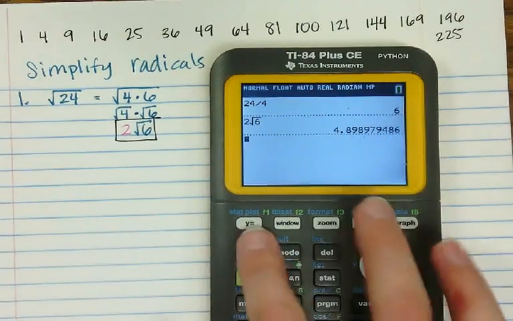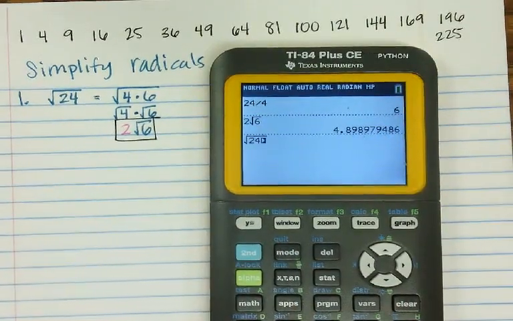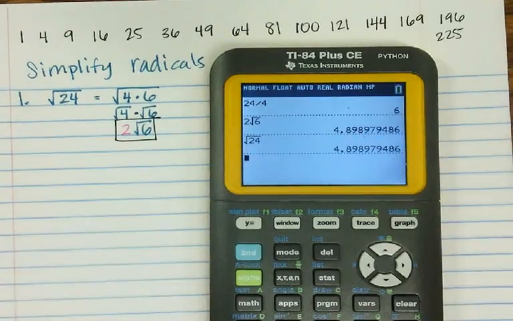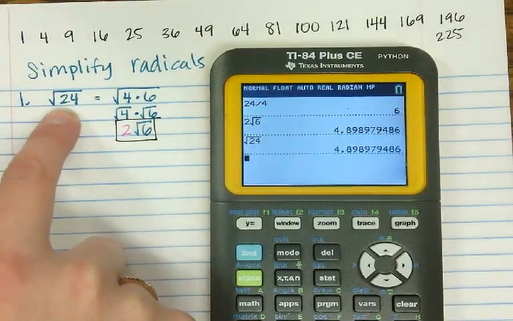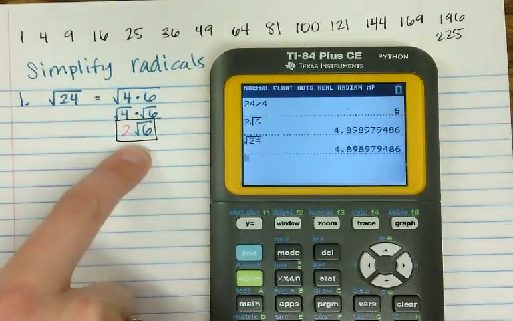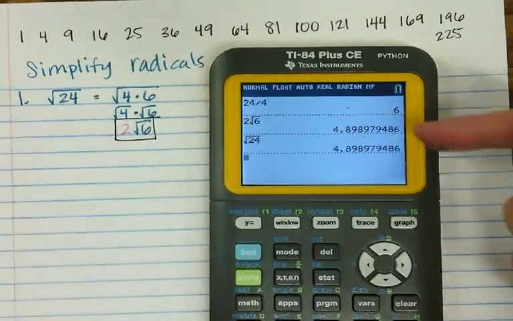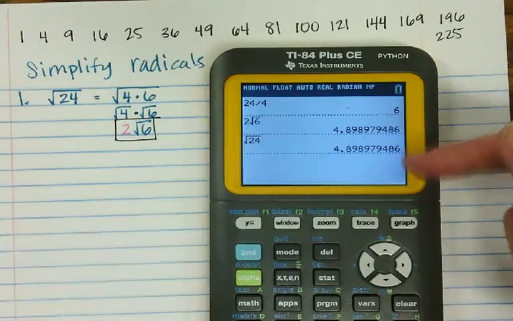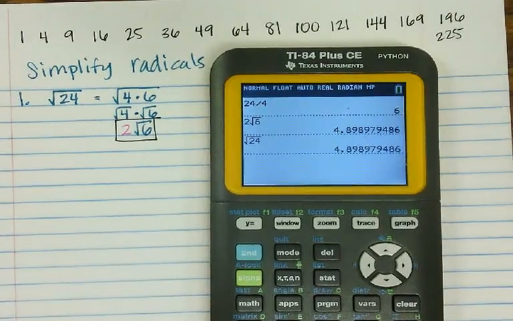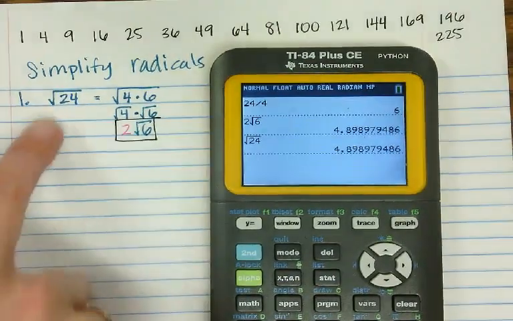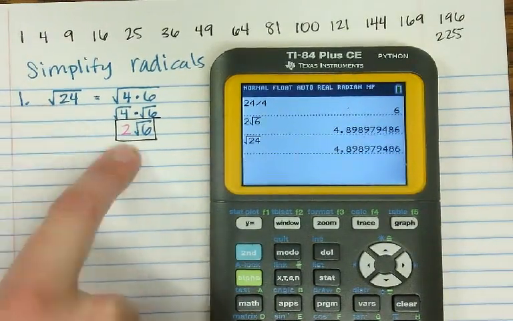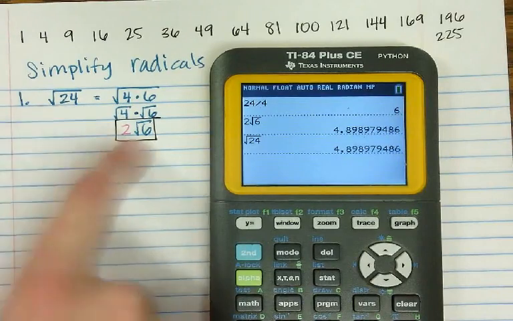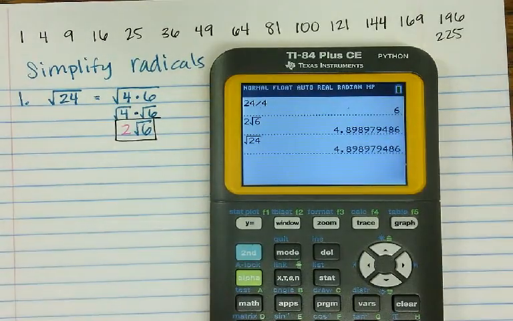And look at this. This is one way that you can check your answer. Conrad, I want your head up, sir. One way you can check your answer is to type in your original radical and your simplified radical. Do they give you an equivalent decimal? They sure do. Isn't that kind of cool? So you can always check yourself, because your original radical and your simplified radical are the exact same value.